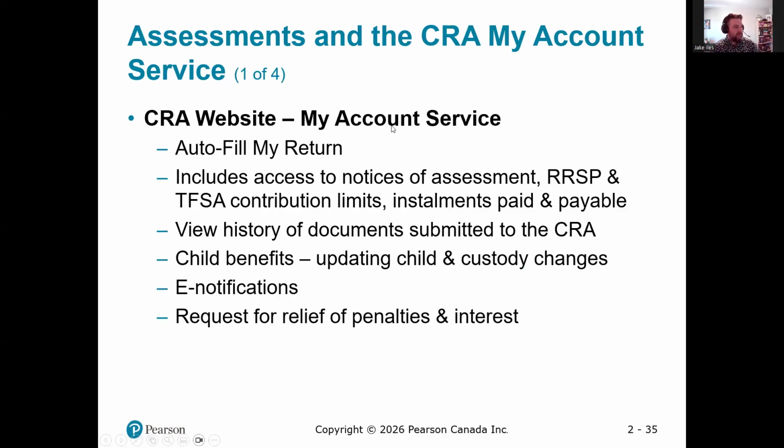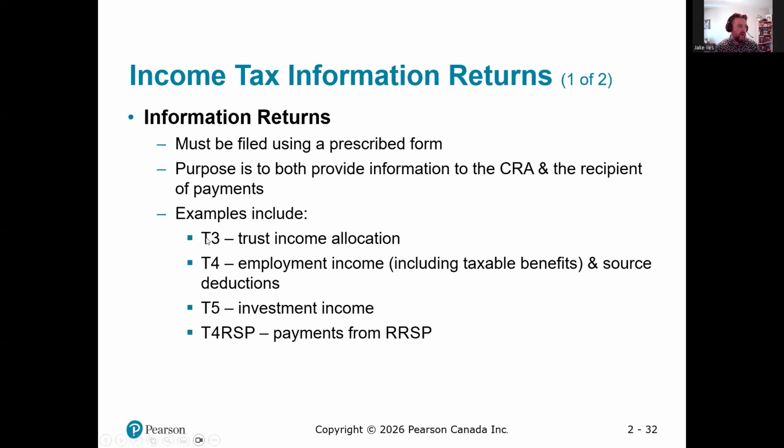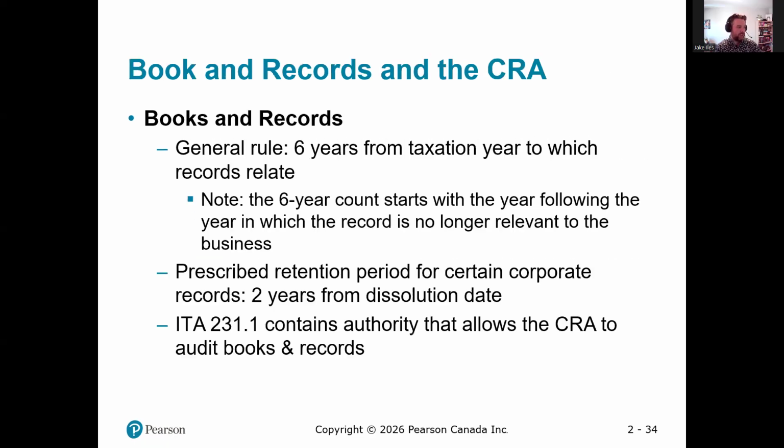The CRA website, My Account Service, has an autofill my return. So if you want to file your return online through CRA's website, you can have it autofill based on the T-slips that they've been given. So these information returns are often referred to as T-slips because each one begins with the letter T. So T4, T5s, if I withdraw from an RSP, it's T4 RSP. There's also T4As, T4 AP if you have CPP payments. So we have a lot of T forms that provide information on the return.